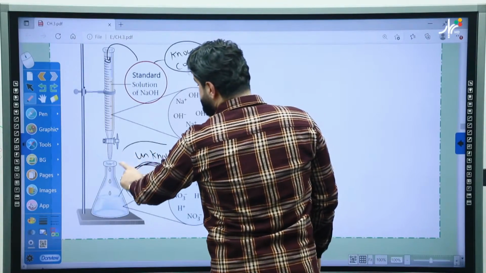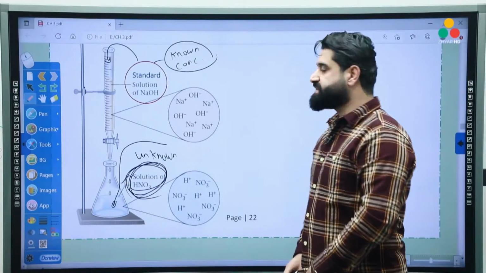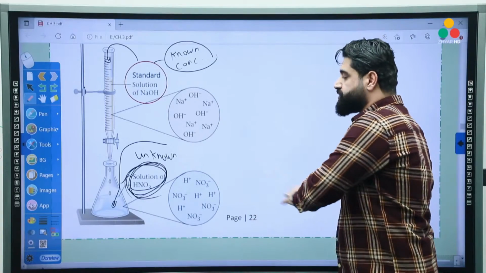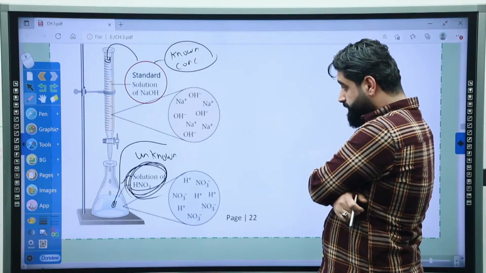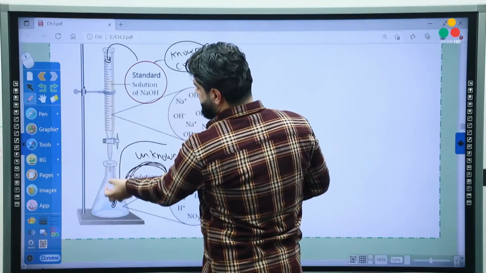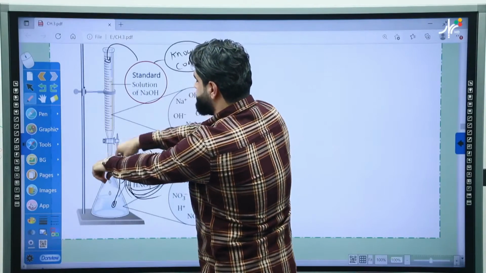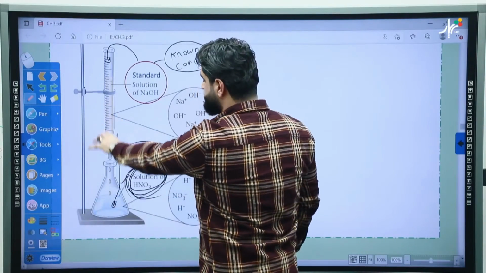We have to add another substance, but I don't want to talk about this substance. By the end of this process, I'll tell you. Well, we will open here, and it will start to drop down, drop by drop, and you have to mix this with the other hand. It's called titration.